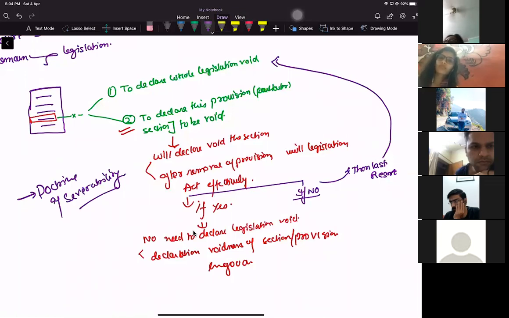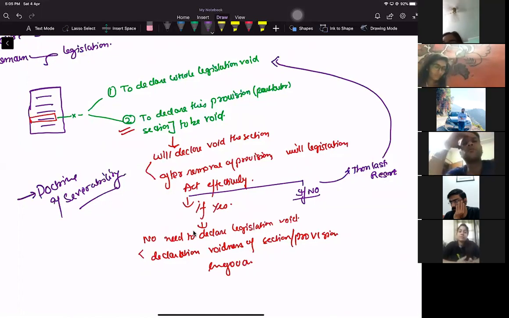For example, 66A of the Information Technology Act. However, if after removing that particular section the legislation is not serving the very purpose for which it was made, then yes, the last resort is to declare the legislation void. This is known as doctrine of last resort and doctrine of severability. How many people have understood this? I think everybody has understood this, right?